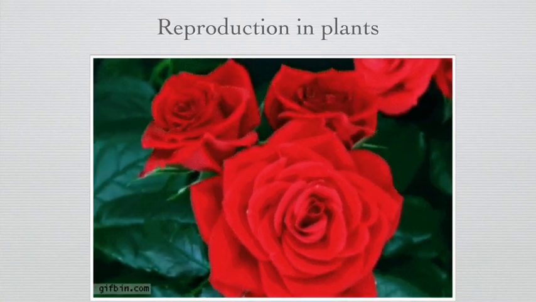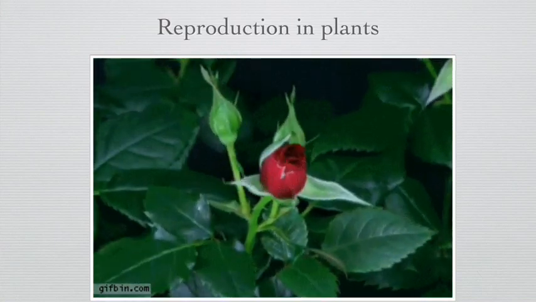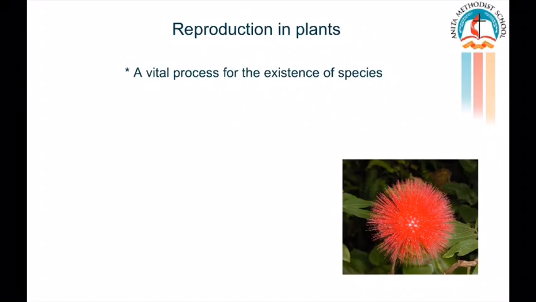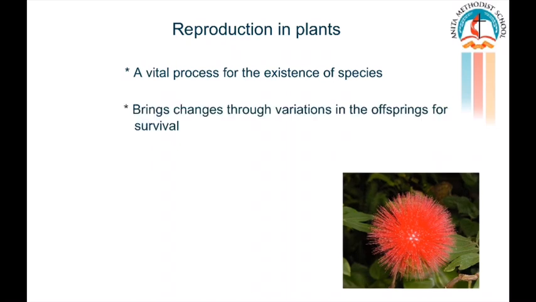Today we are going to learn about reproduction in plants. What is reproduction and why is it necessary? It is a vital process for the existence of species. It brings changes through variations in the offspring for survival.